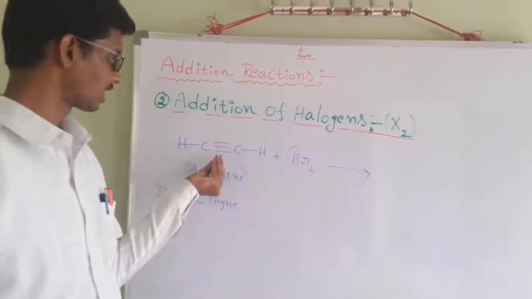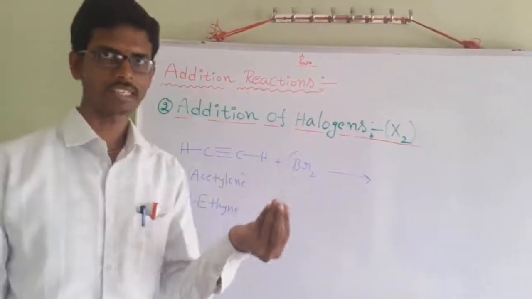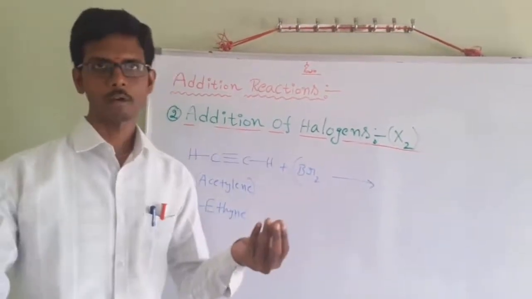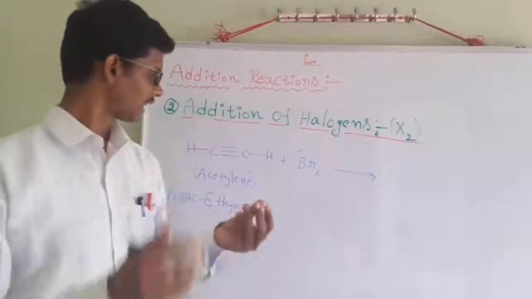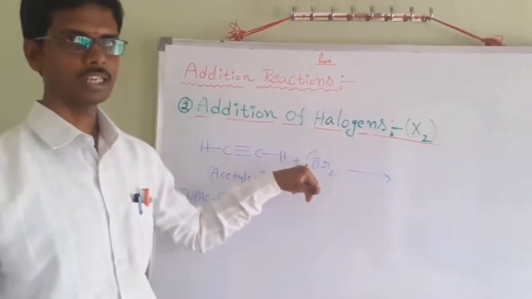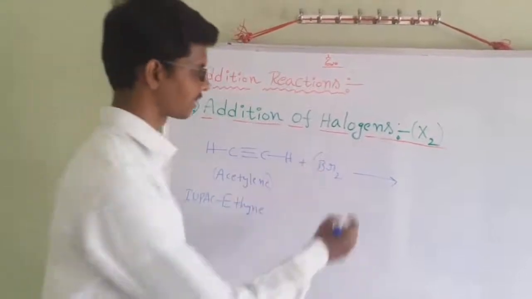Here, acetylene is in the form of gas, bromine is in the form of liquid. The number of bromine molecules that react depends on the number of acetylene molecules. That's why there is no need to represent the number of bromine molecules in the presence of CCl4.